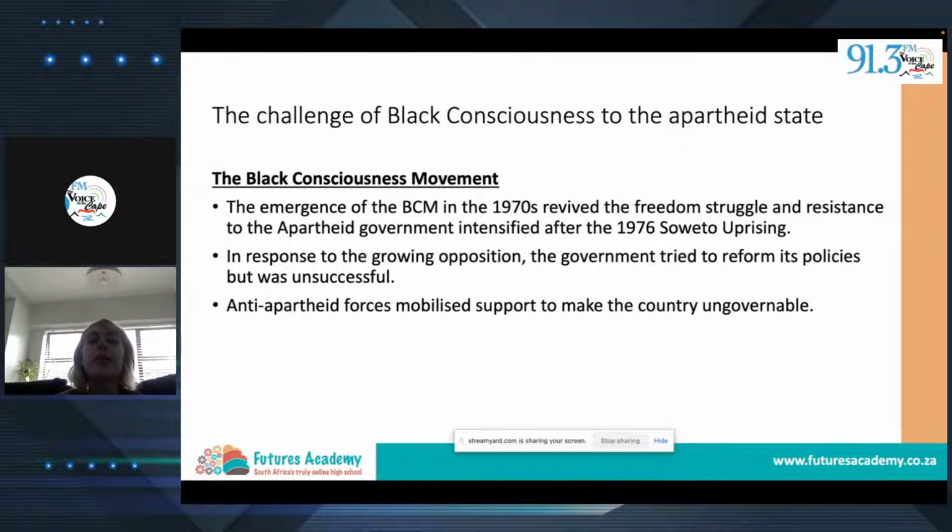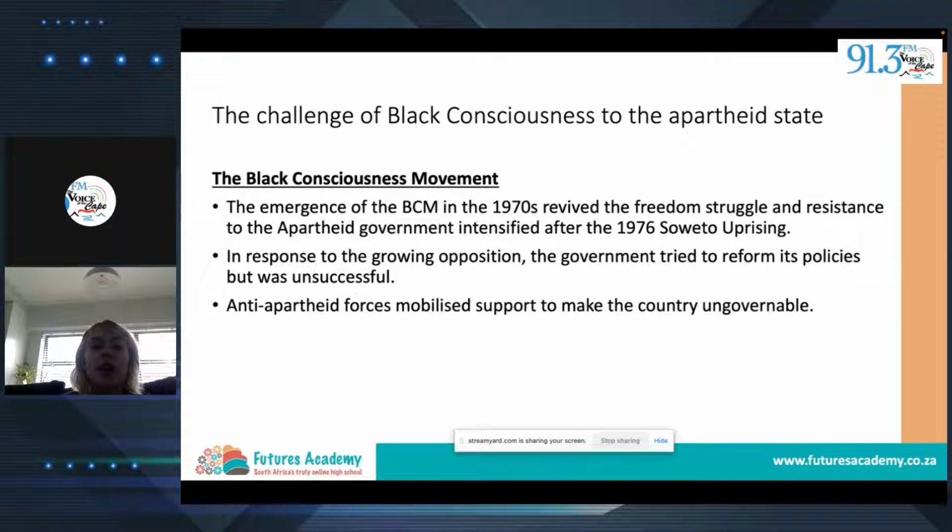Okay, then we get to the Black consciousness movement, and we'll go into this a little bit more in depth just now, but here's basically a rundown. So the emergence of the Black consciousness movement in the 1970s revived the freedom struggle, and resistance to the apartheid government intensified after the 1976 Soweto Uprising. This is the reason we celebrate Youth Day.